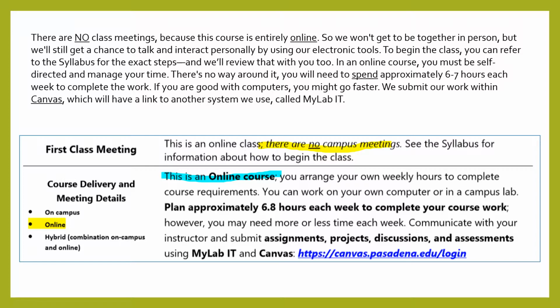To begin the class, you can refer to the syllabus for the exact steps, and we'll review that with you too. In an online course, you must be self-directed and manage your time. There's no way around it. You will need to spend approximately 6 to 7 hours each week to complete the work. If you are good with computers, you might go faster. We submit our work within Canvas, which will have a link to another system we use called MyLab IT.